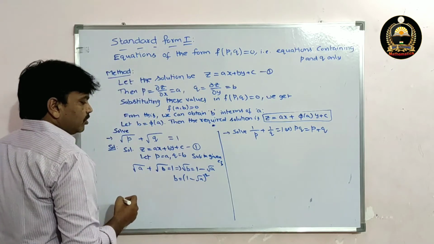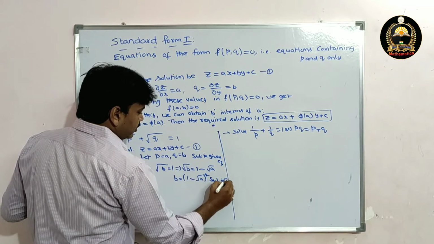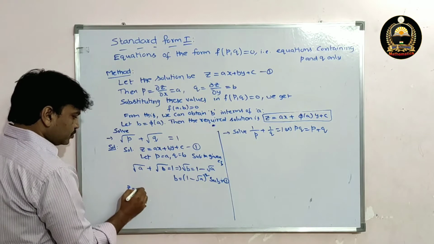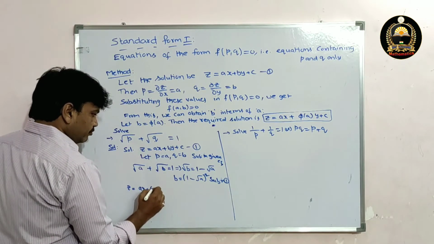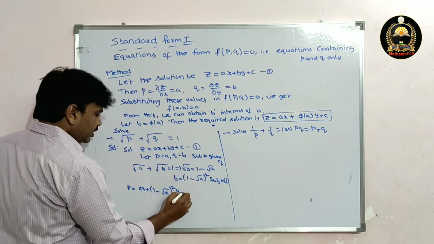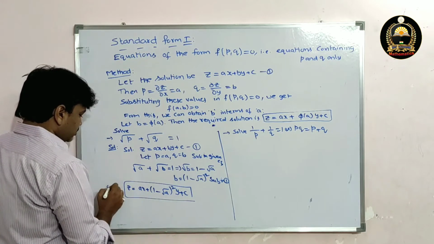Now substitute this b value in 1. We get z is equal to ax plus, what is the b value? 1 minus square root of a, whole square, into y plus c. This is the complete solution, students.